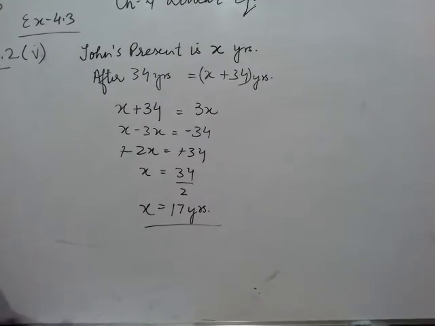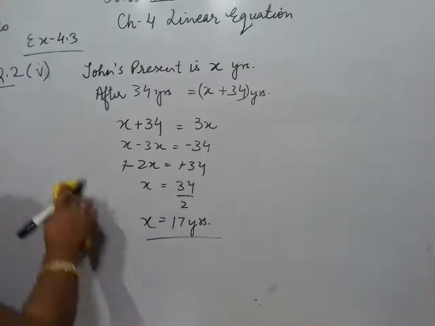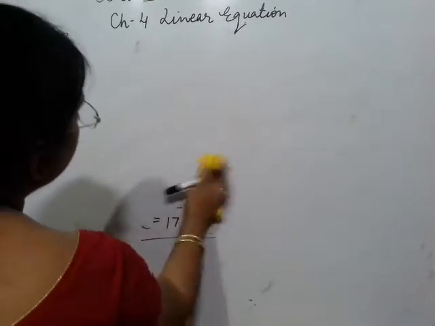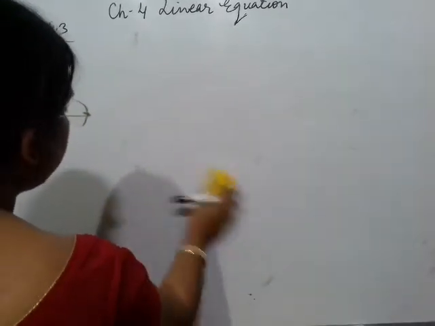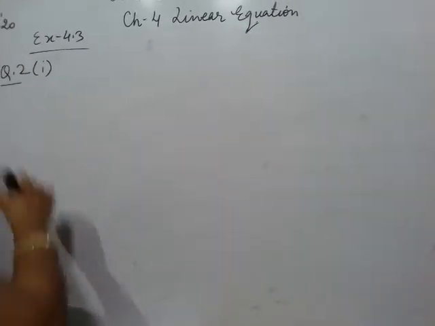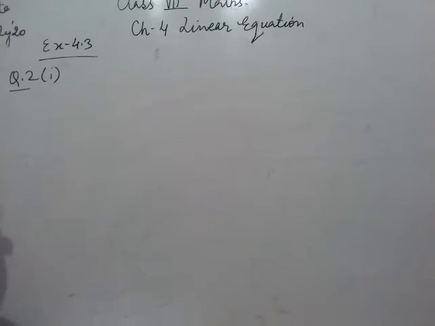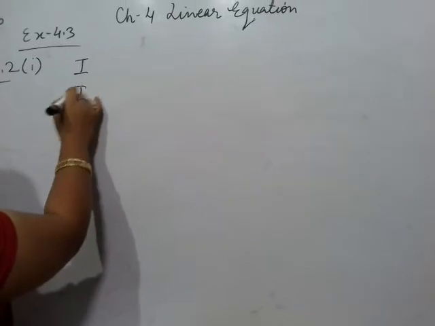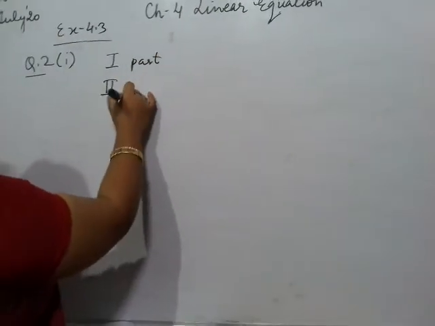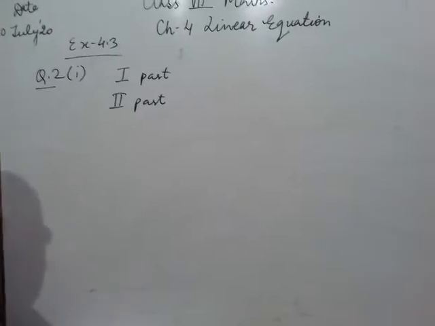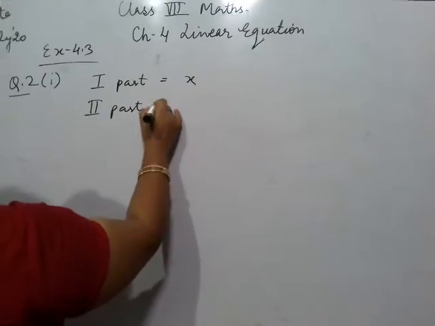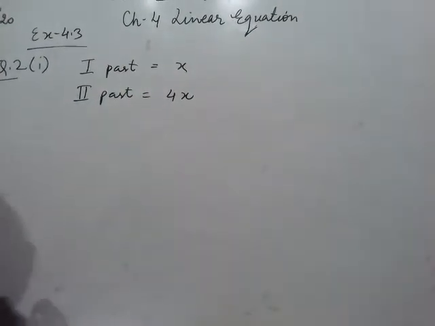Now question number 3, first part. I am discussing all the homework questions, so need not worry. But first you have to attempt the questions by yourself and check your answers here. First question, a number is divided into 2 parts. So we have a number which is divided into 2 parts. So first part is there and second part is there. One part being 4 times the other. So if first part is x, then the other part is 4 times the first part.